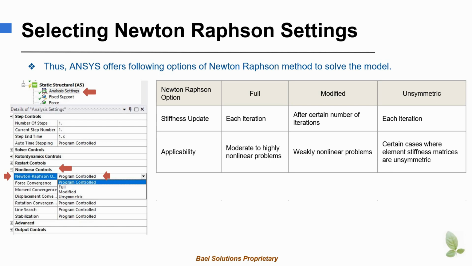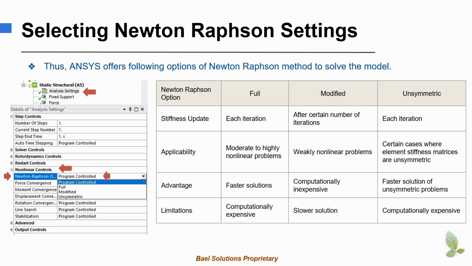In certain cases, like acoustic or high-friction problems, the stiffness matrix is unsymmetric. In such cases, the unsymmetric method is applicable. Full method provides faster convergence, but is computationally expensive. Modified method requires less system resources, but convergence is generally slow. Unsymmetric method is also computationally expensive, but is required for certain nonlinear problems.